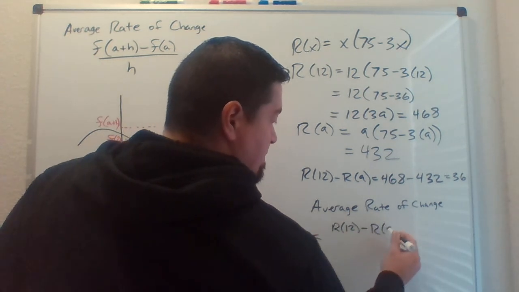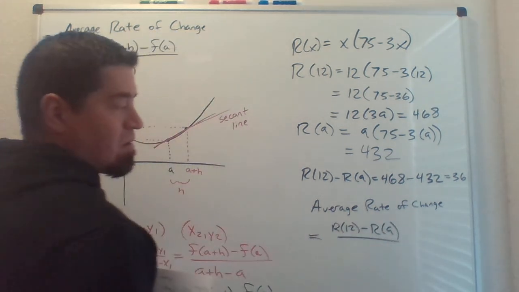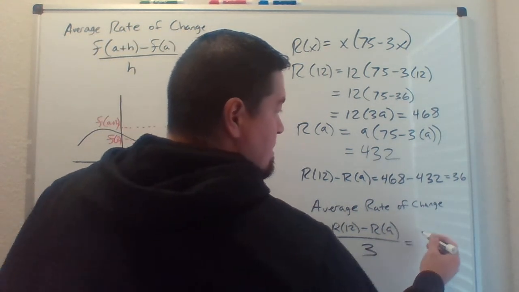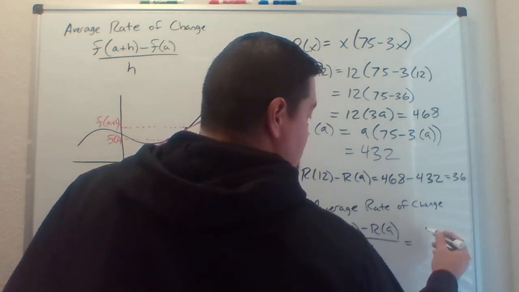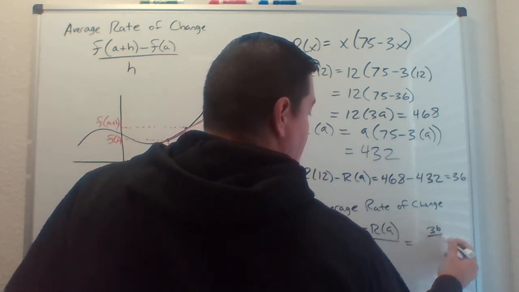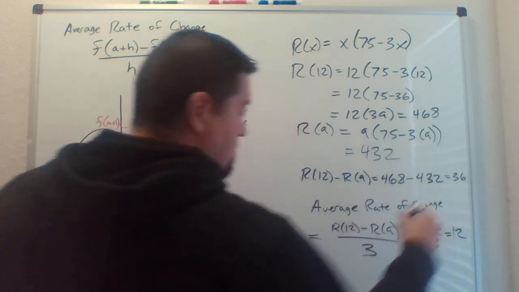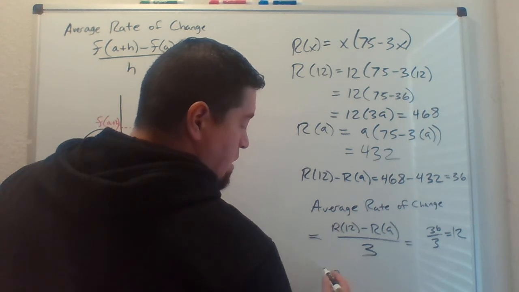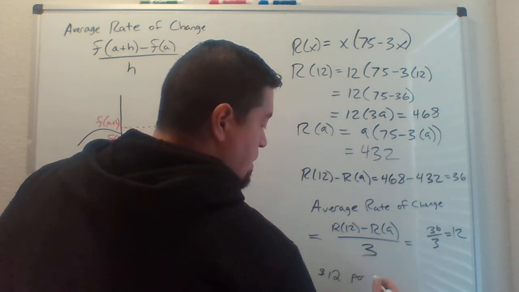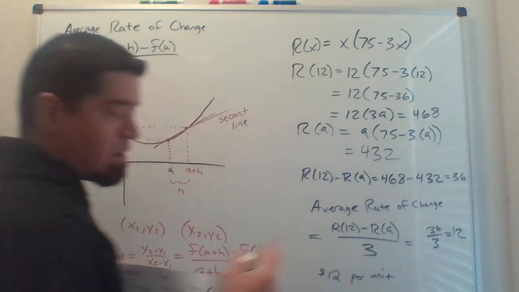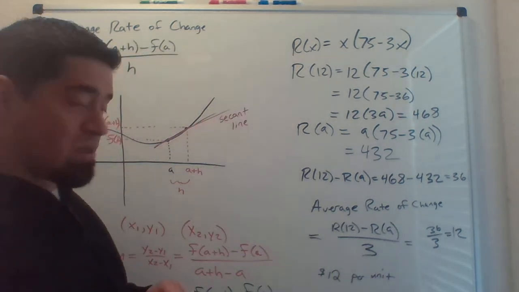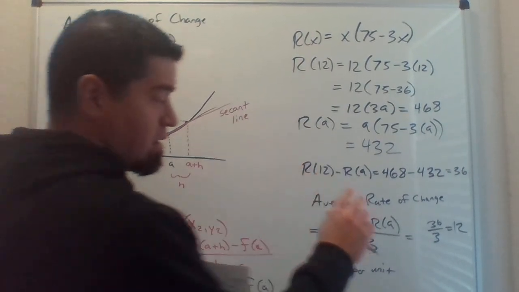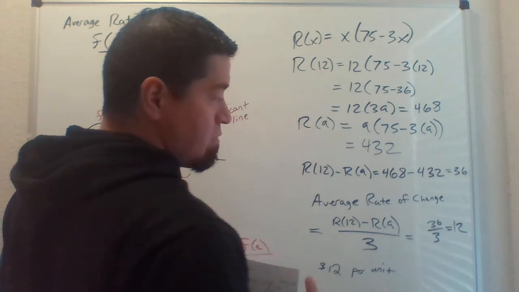So you were really doing this, right? And then the change in units was 3. So R of 12, that's 468 minus 432, that's 36 over 3, which is 12. So what did we just find? The average rate of change was $12 per unit increase. So per widget, if you want to write that too. So every unit on average will increase the revenue by $12.